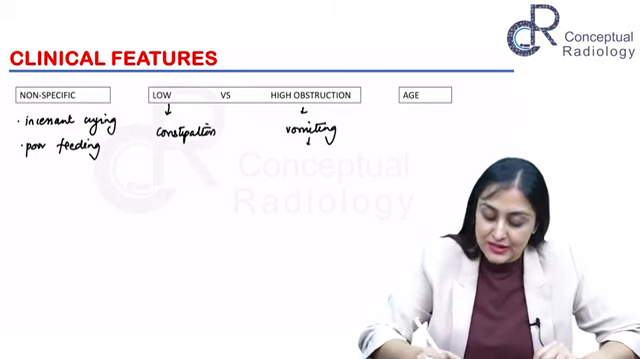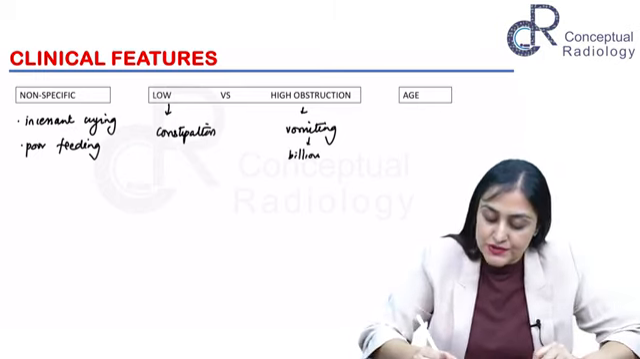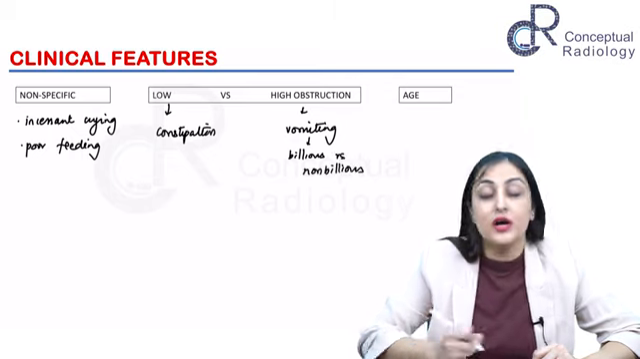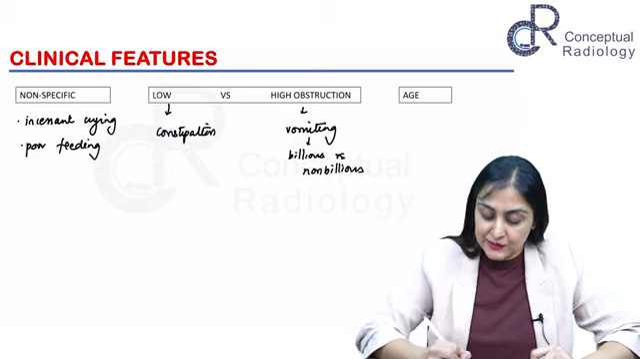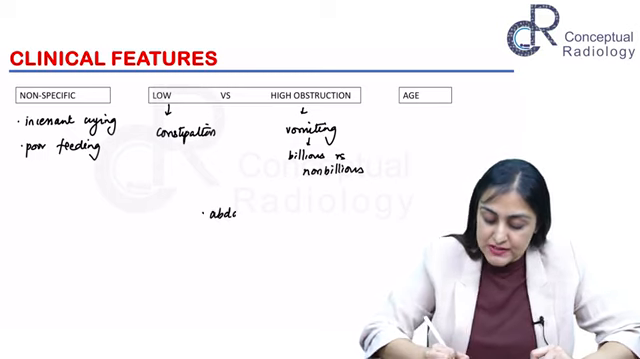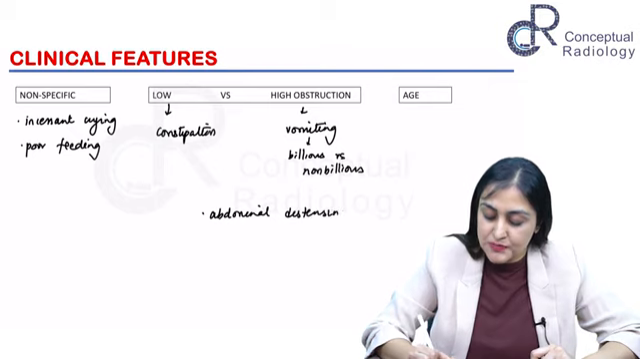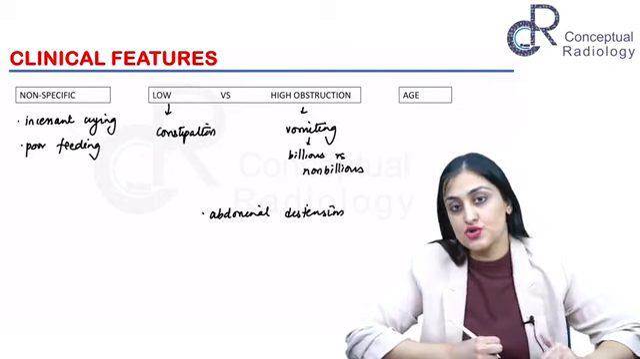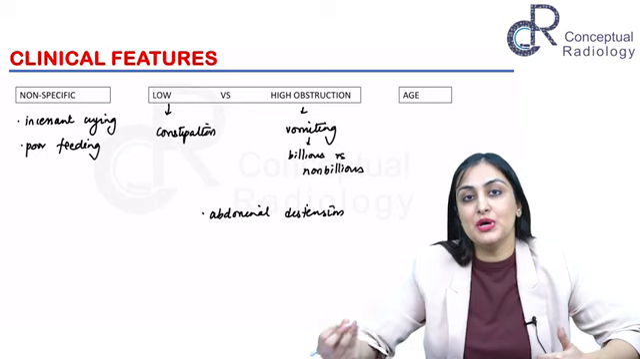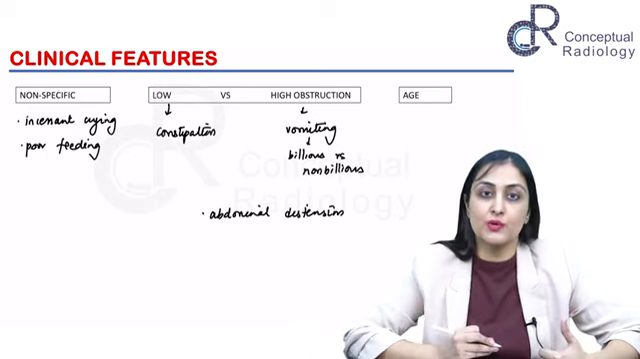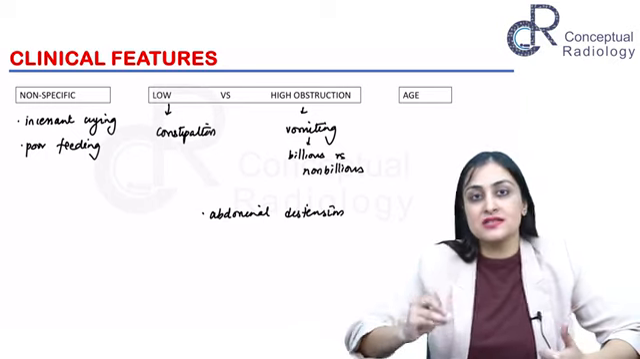So I'm just going to write here vomiting, bilious versus non-bilious is also going to help you narrow down the differentials here. Apart from that, something common to both of these is going to be abdominal distension, right? So this is when we're talking about an obstructive pathology. Most of the conditions we're going to discuss are going to be obstructive pathology. So this is the broad outline as far as that is concerned.